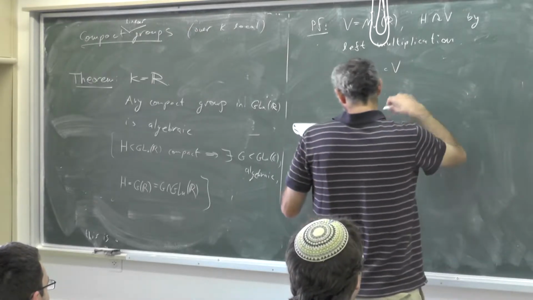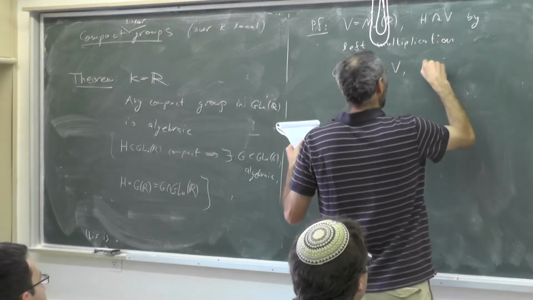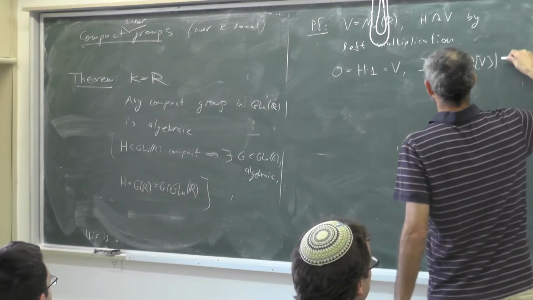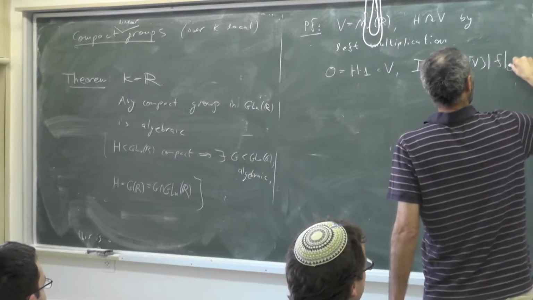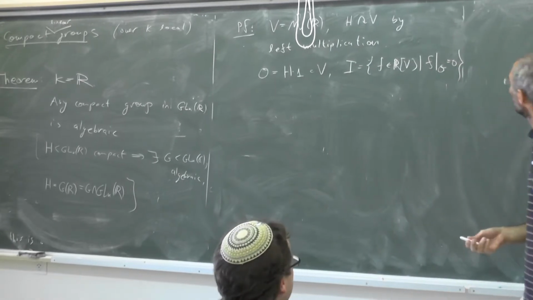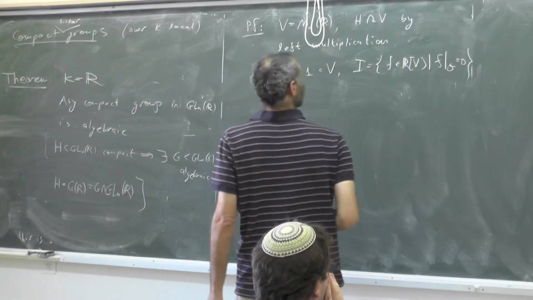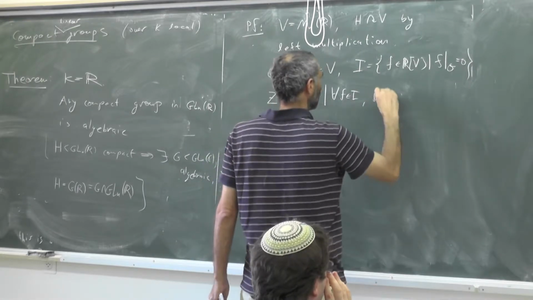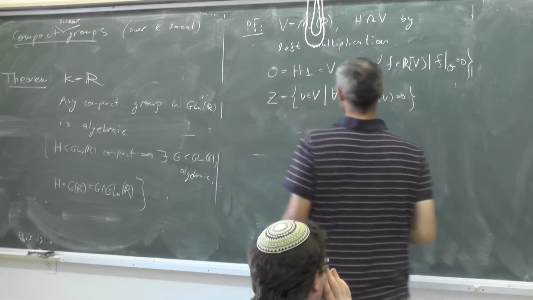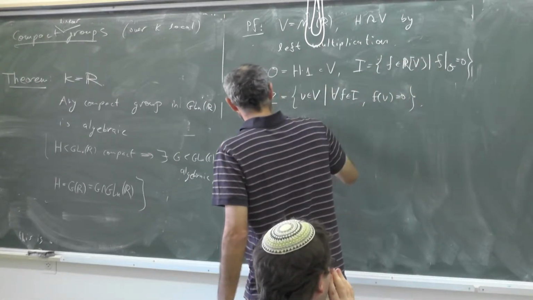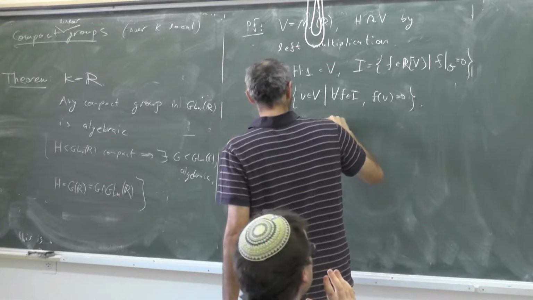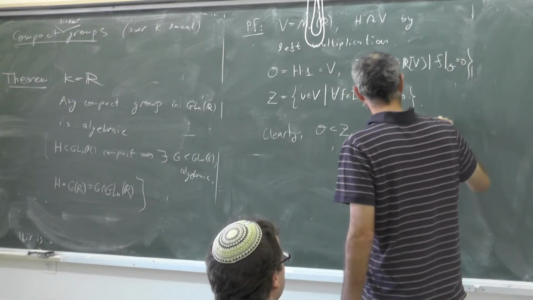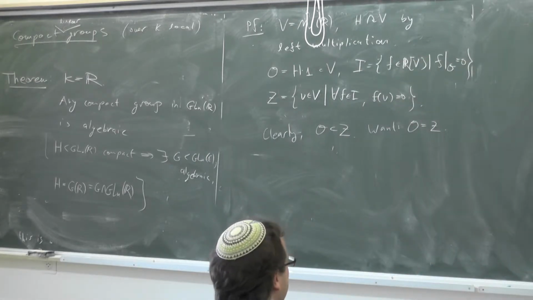So we define I to be all polynomials that vanish here, and Z to be the zero set. So it's all v in V such that for every f in I, f(v) = 0. We want to establish this equation.